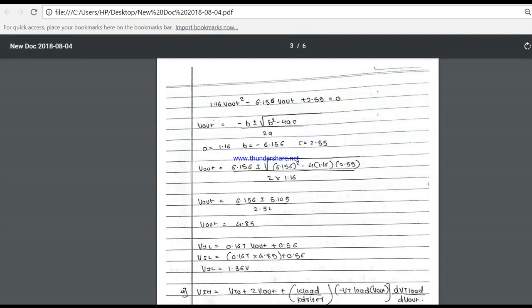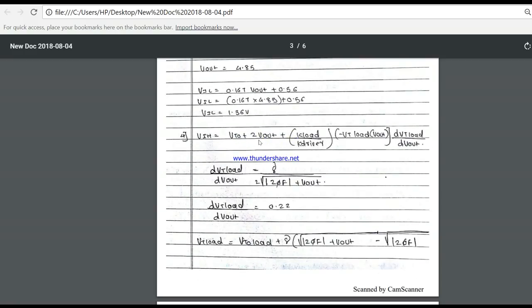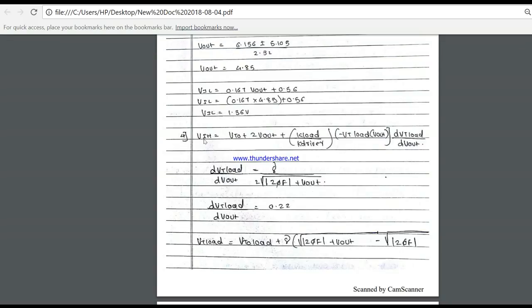Now similarly doing it for VIH. VIH is equal to VT naught plus 2 V out plus K load by K driver times mod of VT load of V out times d by dV out of VT load. So here d by dV out is unknown, and as well as mod of VT load of V out is unknown for us. Therefore we'll calculate first d by dV out of VT load. It is given by this formula. Put inside it; here for V out we have to take VOL because it is VIH. When the input is VIH, the output is VOL, as I said earlier.